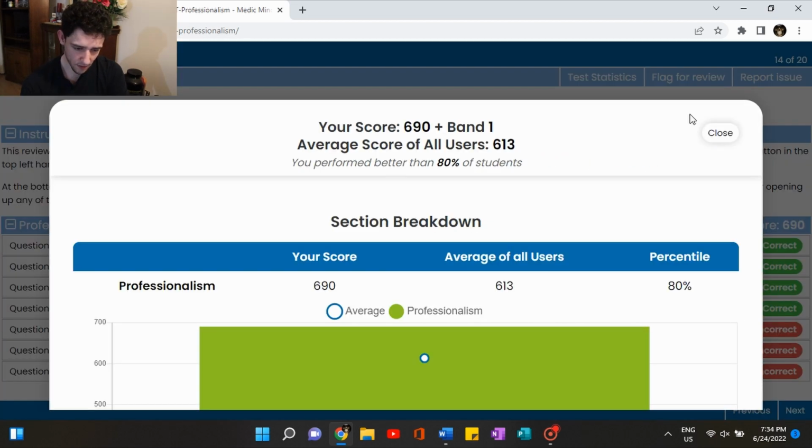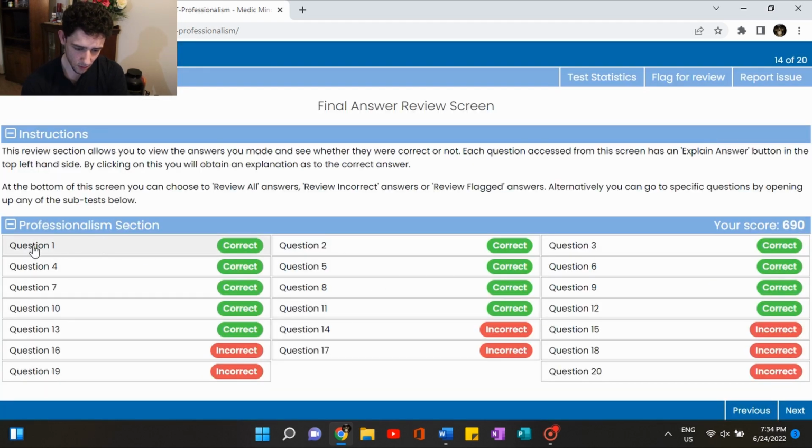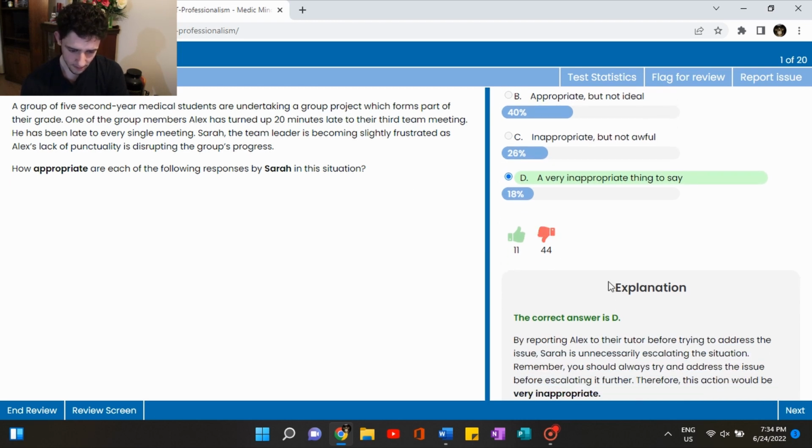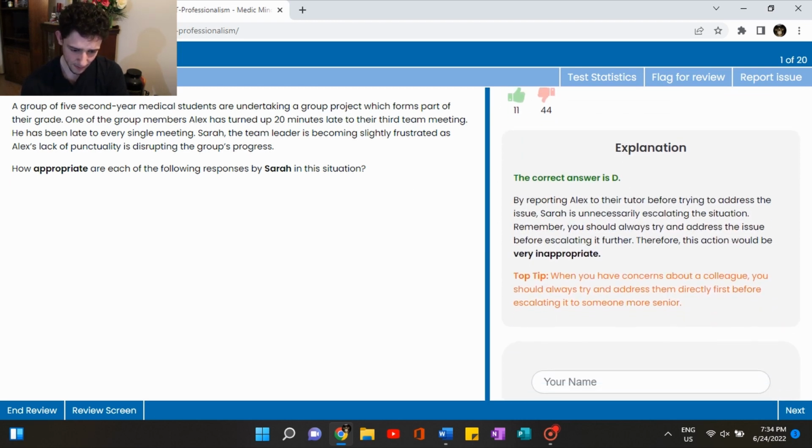So we got low band. Oh, we got band 1 still. But we didn't answer some of the questions. Oh, we got most of them correct. Here we go, let's see what they said here. I got lots of thumbs down on this one. People must have been annoyed.